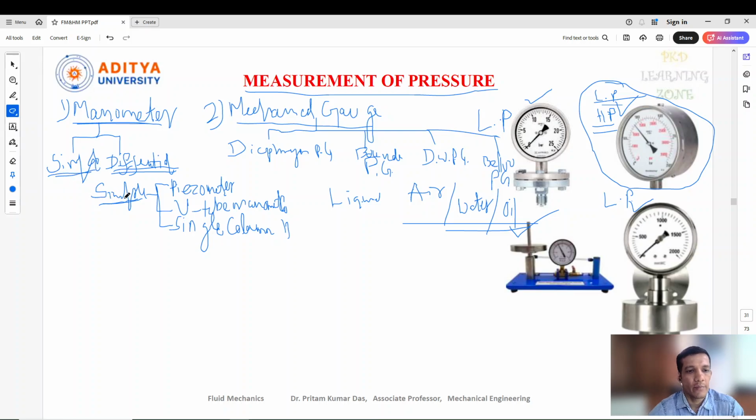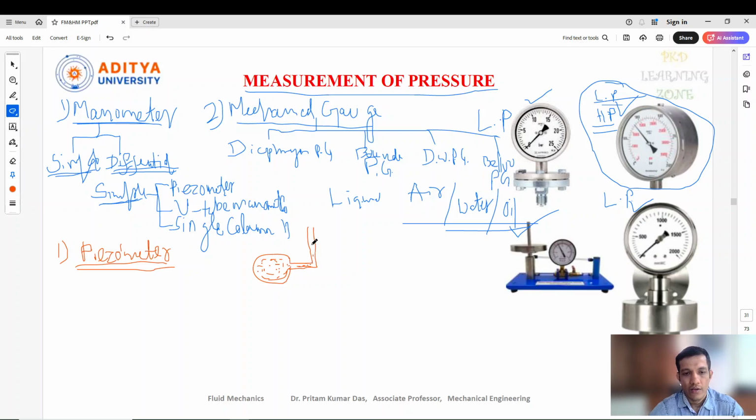So coming to the simple manometers, the first one is the piezometer. Let me give you some information regarding the piezometer. The piezometer is a very simple kind of manometer, and its construction is very simple. Let there be a pipe with liquid flowing inside it. When the liquid is flowing and you want to measure its pressure, you can insert a piezometer inside it, and the piezometer construction is like this.